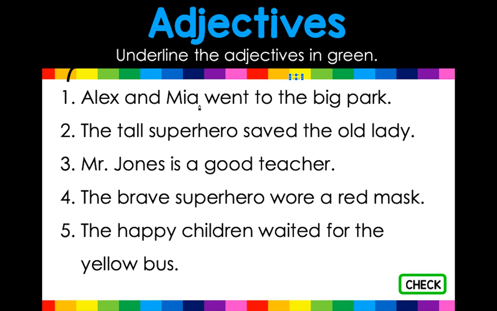Now, Alex and Mia went, okay? Alex and Mia are nouns, but there's not a lot of detail there about them, except that they went somewhere, and went is a verb. So let's see. Alex and Mia went to the big park. Now, park, I know, is a noun. There is an adjective right here. Look. What kind of park? A big park. Oh, I drew a circle.